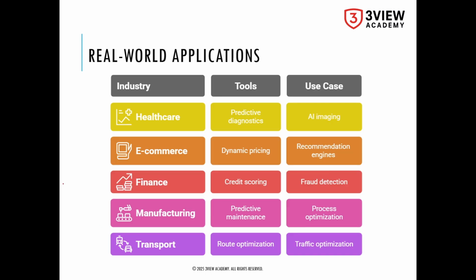So real-world applications: we have already discussed healthcare, e-commerce, finance, manufacturing, and transport. In manufacturing, we have not discussed earlier. It is like preventive maintenance. If you have a very high-value asset or machine, and it suddenly breaks down, then you have huge losses in production and ultimately financial losses.